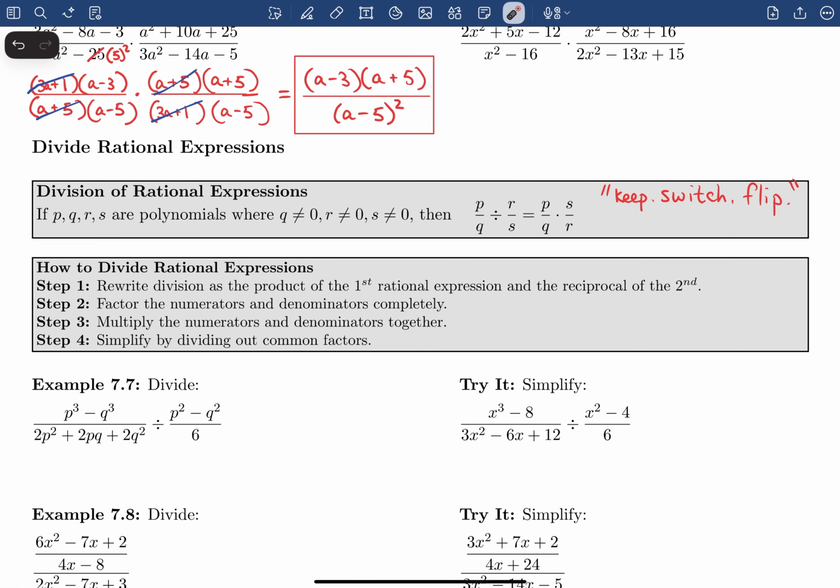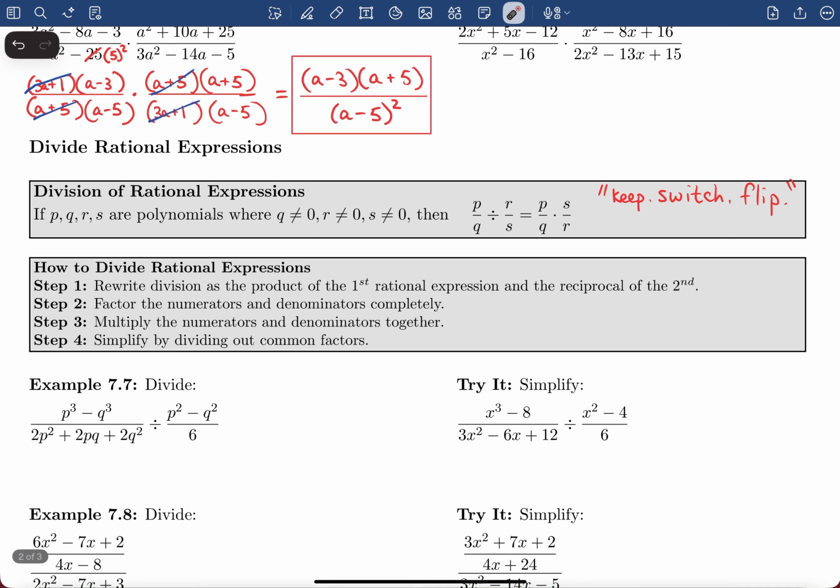What we're doing is we're keeping the first fraction the same, P over Q. And now we're switching the division to multiplication. So we're going to make a division problem become a multiplication problem. And to do that, we have to flip the second fraction. So the R over S, we take its reciprocal, flipping it, so it becomes S over R. Keep, switch, flip.